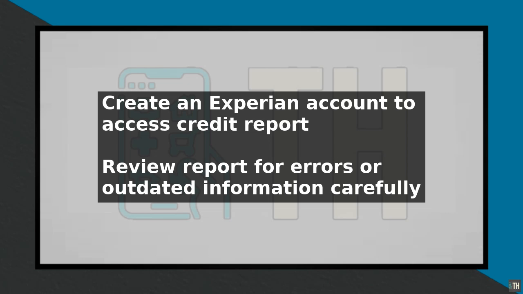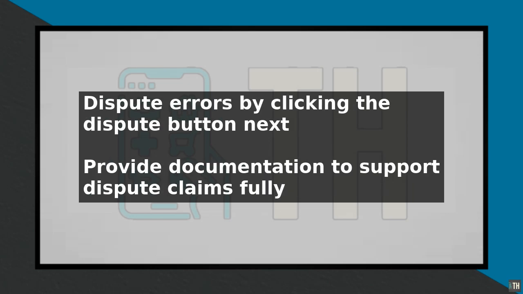Look for incorrect addresses, employment information, or account details. Make a note of any discrepancies you find, as you will need to dispute these with Experian.